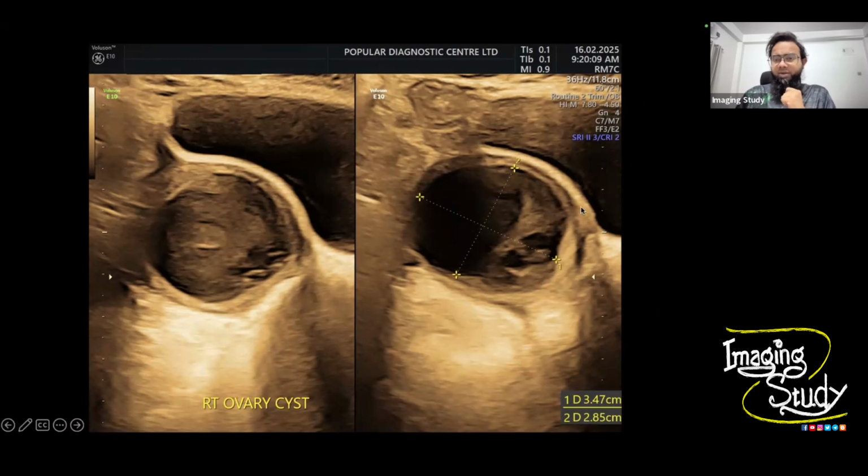Whenever you see the typical cyst like endometrioma, or chocolate cyst, or hemorrhagic cyst, or dermoid cyst, or corpus luteal cyst of more than 3 centimeter, and less than 10 centimeter, we go for the O-RADS score of 2. And if it's not showing any vascularity, we go for the color score of 1.